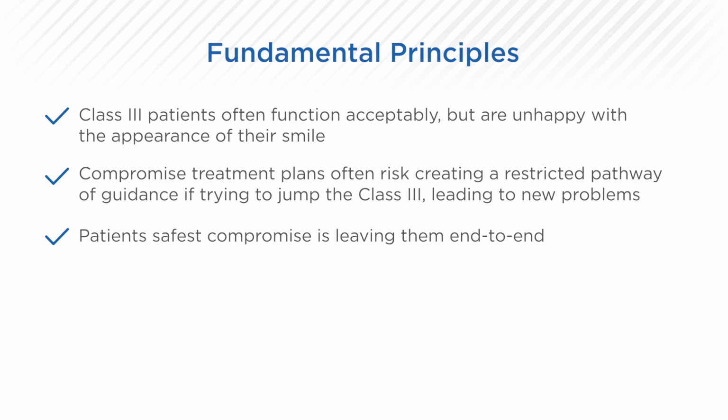So if you are going to try and treat a class 3 into a compromised occlusion, I would tell you typically leaving them relatively end-to-end is the safest compromise for class 3s. As you will see in subsequent lessons, I have had some very bad experiences when I tried to jump class 3s and was unable to get adequate overjet.